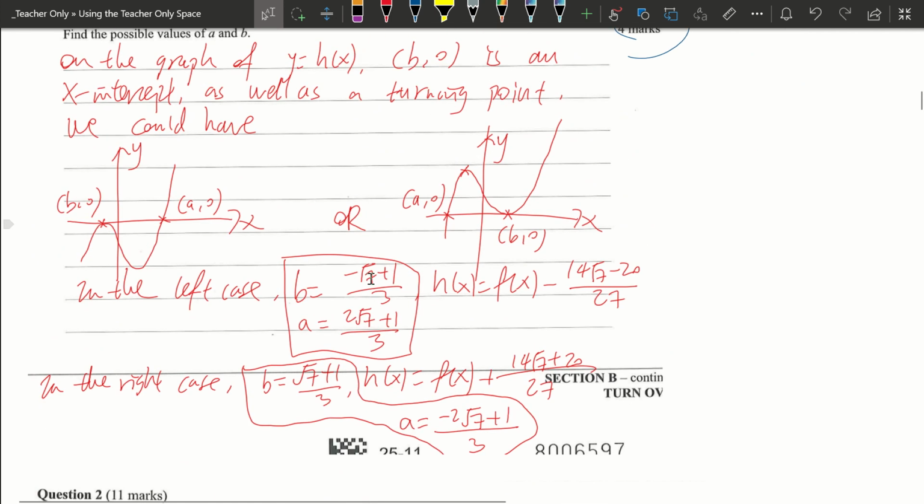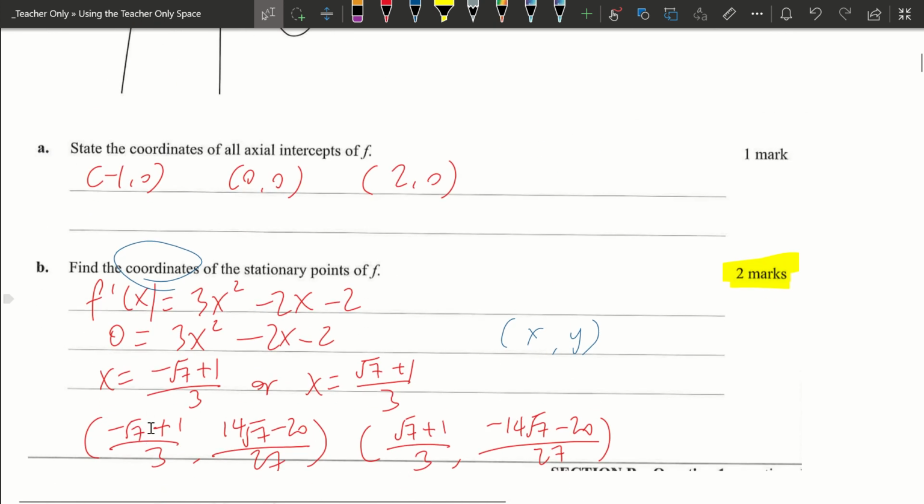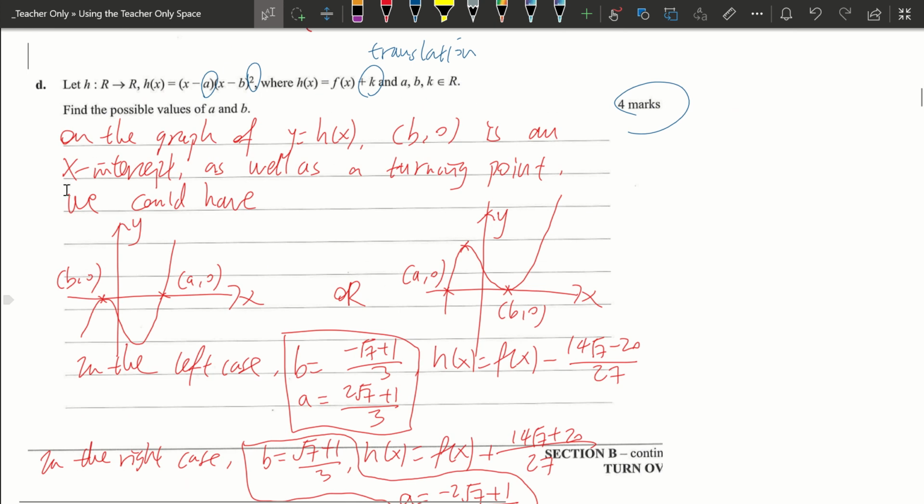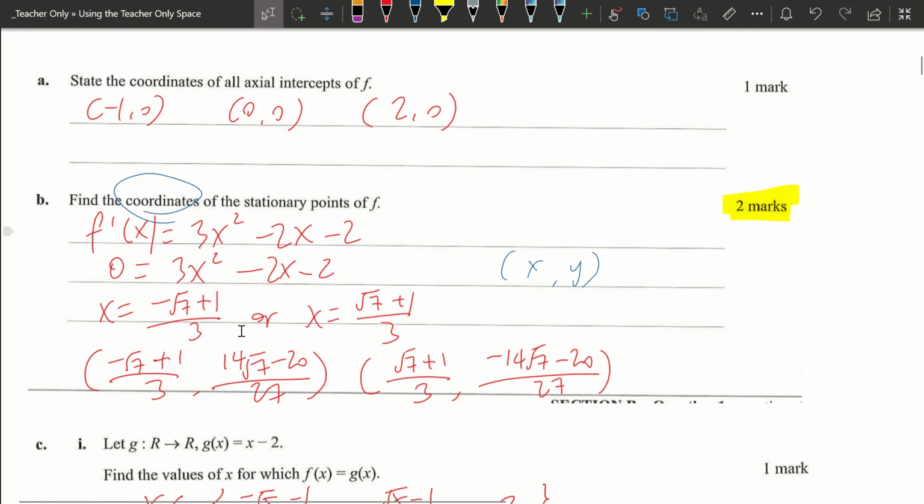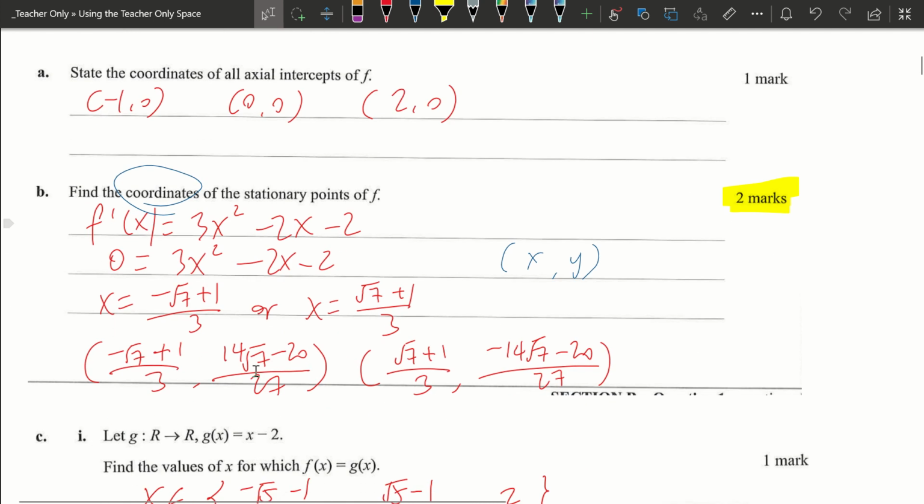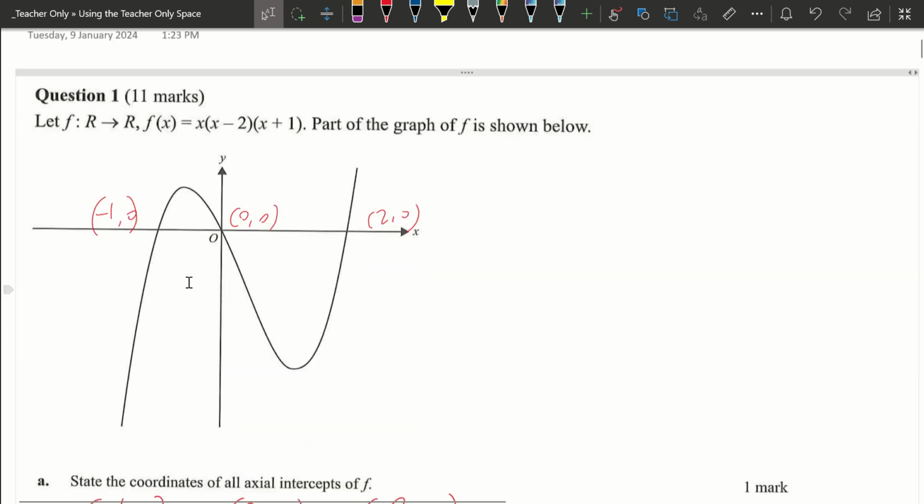b is the x value of the turning point, which is negative root 7 plus 1 over 3, because I just did that here. That's the x value of this turning point. And if I translate this down, then the x value doesn't change. But by how many units am I translating down? Well, the y value of the turning point is this number here, 14 root 7 minus 20 over 27. So that's the amount. The y value of the turning point is the amount by which I'm translating down.